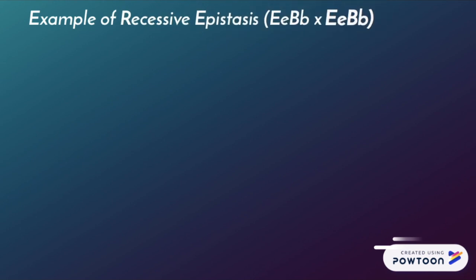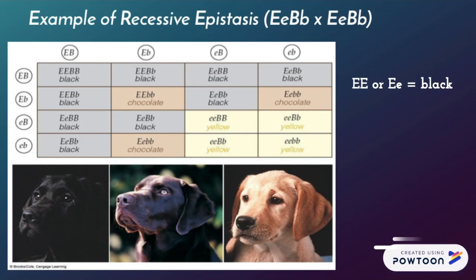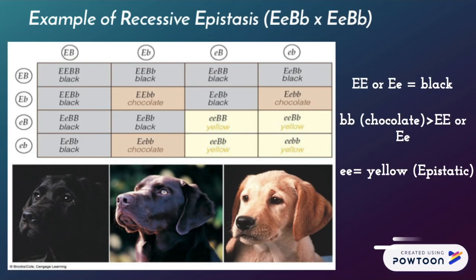Here is an example of recessive epistasis. There are three phenotypic colors: black, chocolate, and yellow, with the ratio of 9:3:4. Homozygous recessive, or the yellow gene, is the epistatic gene.